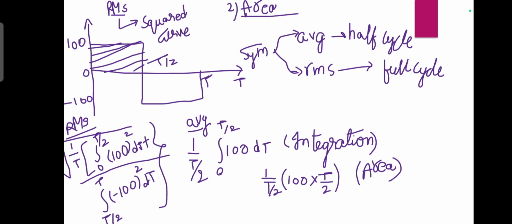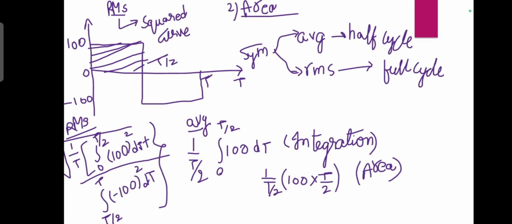Using the area method, we need to find the area under the curve. Since it is a rectangle, half into base into height. So 1 by T by 2 into base is T by 2, height is 100. So this gives the average value.